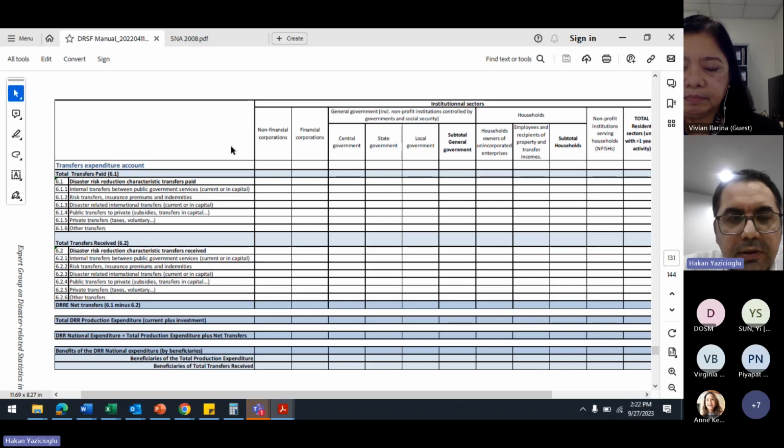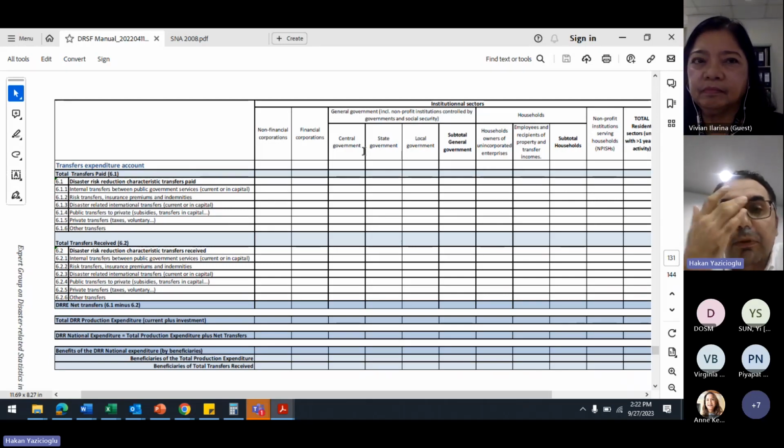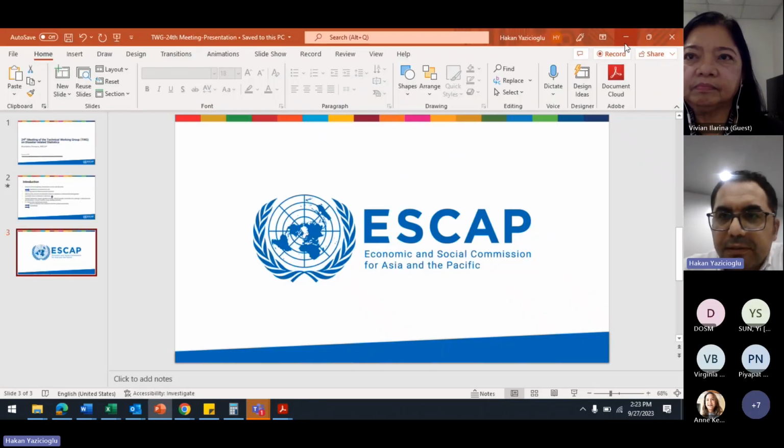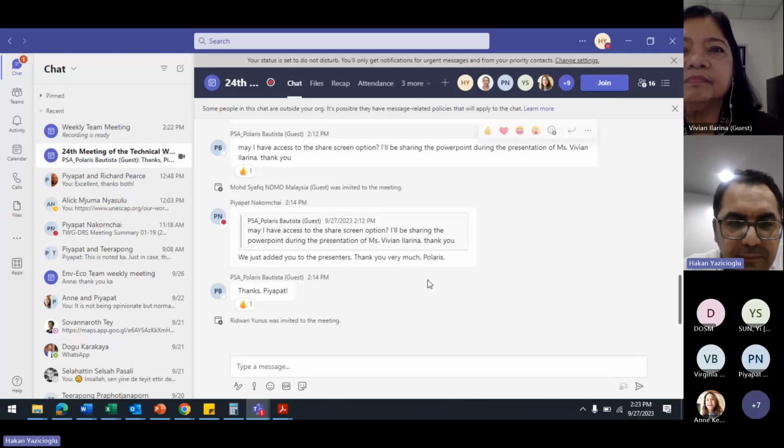And for further information and for the experience of the Philippines, I would like to now give the floor to Miss Vivian and Miss Polaris from the Philippine Statistics Authority to present their experience on producing these tables, and maybe they can address the challenges while producing these statistics from the available data sources in the country. Vivian, could you please, or Polaris, could you please continue with your presentation?